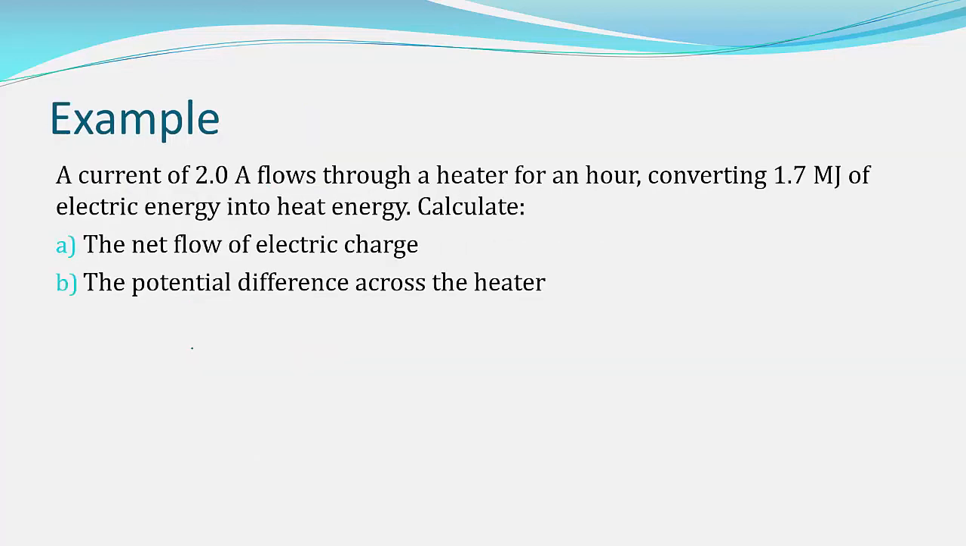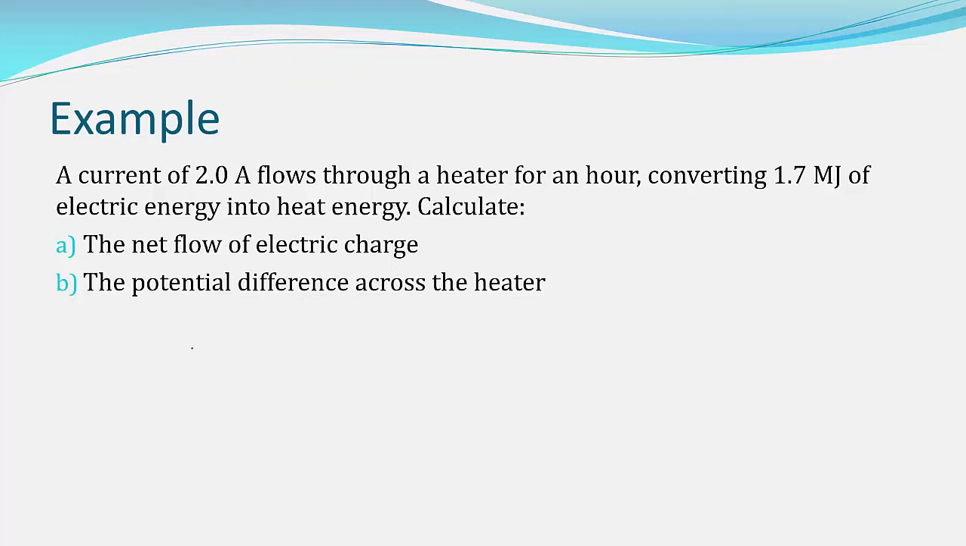So just a quick question: if you have a current of 2 amps and it's flowing through a heater for an hour, and I can tell you that it's converting 1.7 megajoules of energy into heat energy. In other words, 1.7 megajoules of energy has been produced. Can you tell me how much charge has gone through that heater?